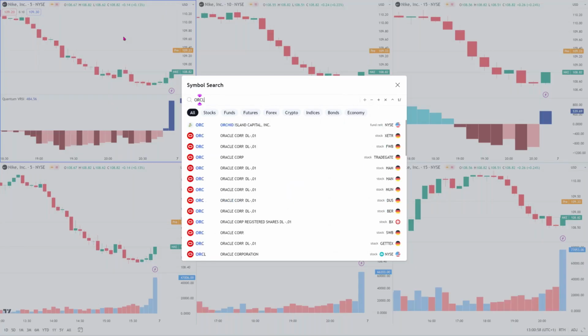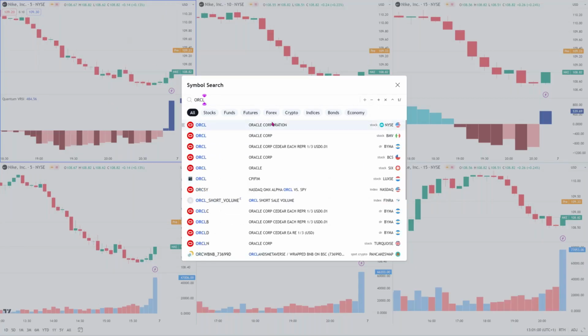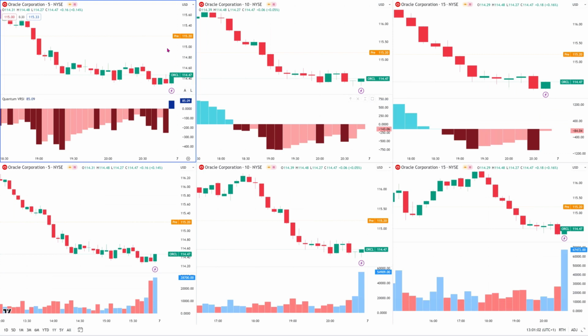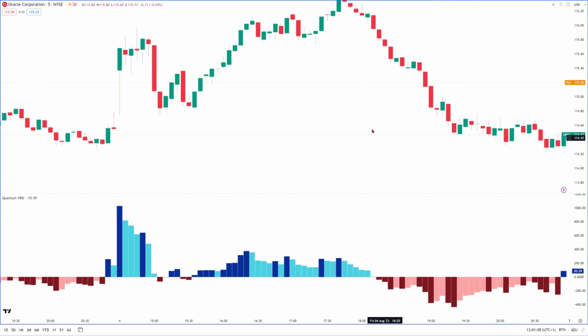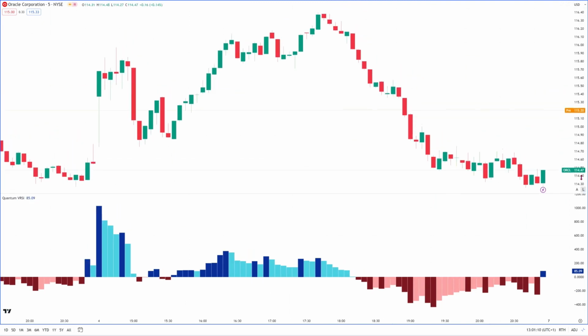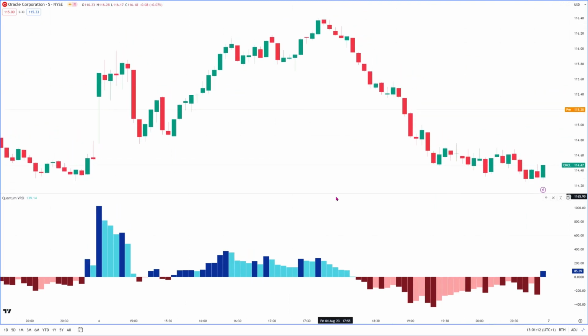Next one we looked at was Oracle, ORCL ticker. There we go. Let's click up on 5. Let's pull that down because it's disappeared off the screen. There we are. And again, a nice example really showing us various aspects of the VRSI indicator. We have the sharply rising rally here.